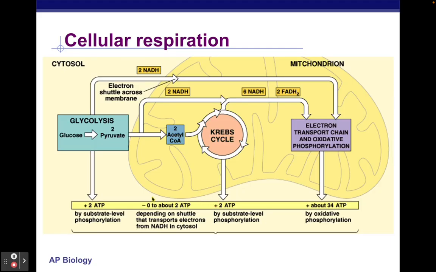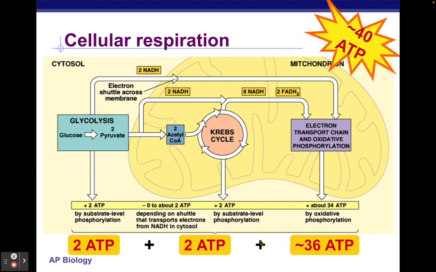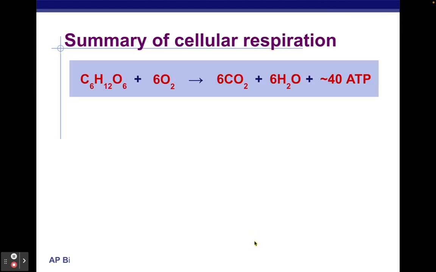Okay. This is just another way to look at it. 2 ATP made here, 2 ATP made here, plus 30 around. So this number means around 36 ATP. This number is hotly debated. No one knows for sure. So roughly 40 ATPs are made for every 1 molecule of glucose you eat.